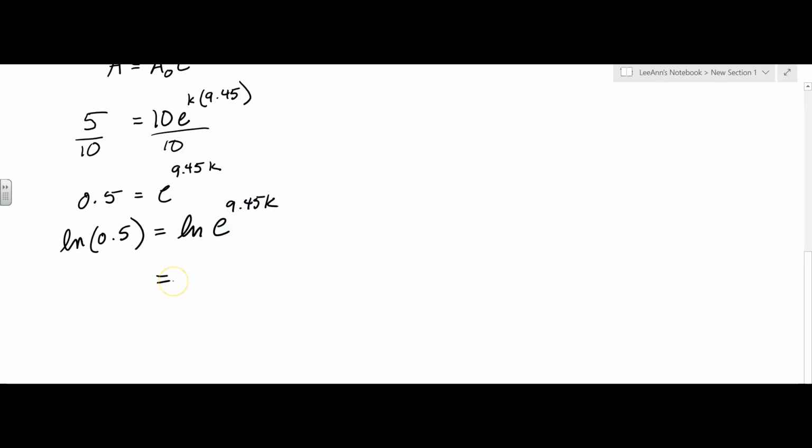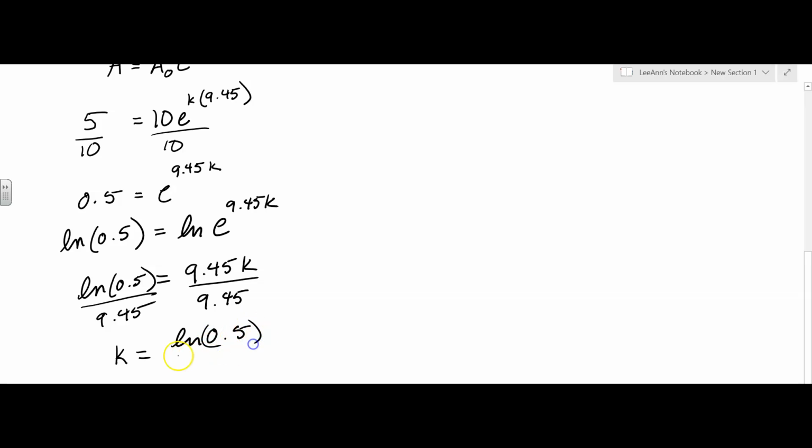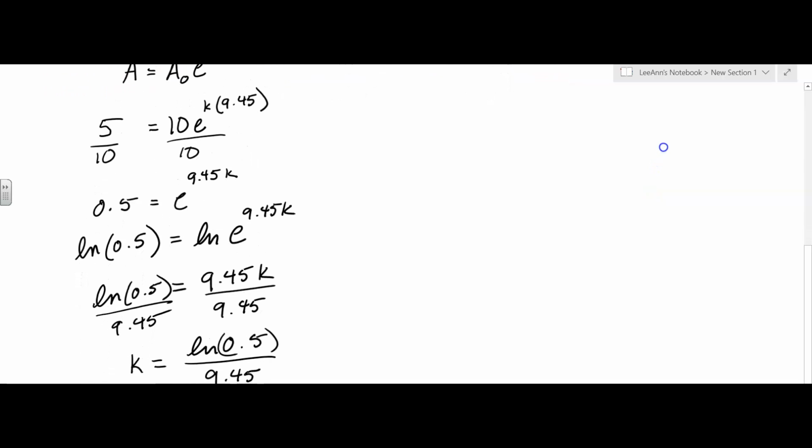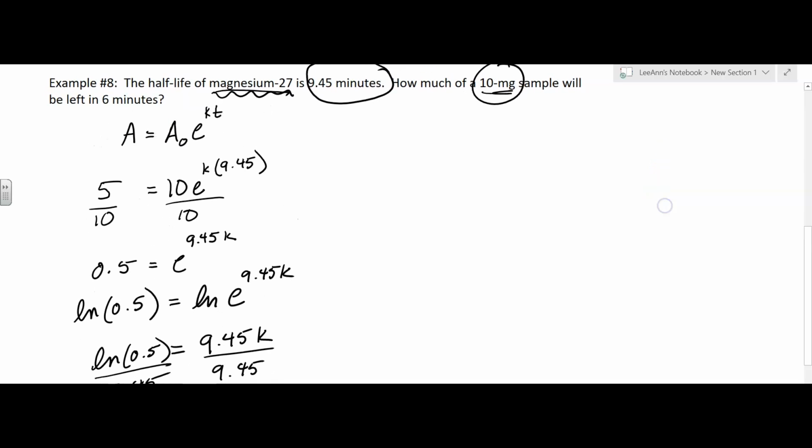Okay, so on the right, it's just that exponent, 9.45k. On the left, it's the natural log of 0.5 divided by, well, now we have to divide by 9.45. So what is k? k is the natural log of 0.5 divided by 9.45. Okay, now what does the question ask? How much will be left after 6 minutes? So we're going to take our k and put it into the formula.